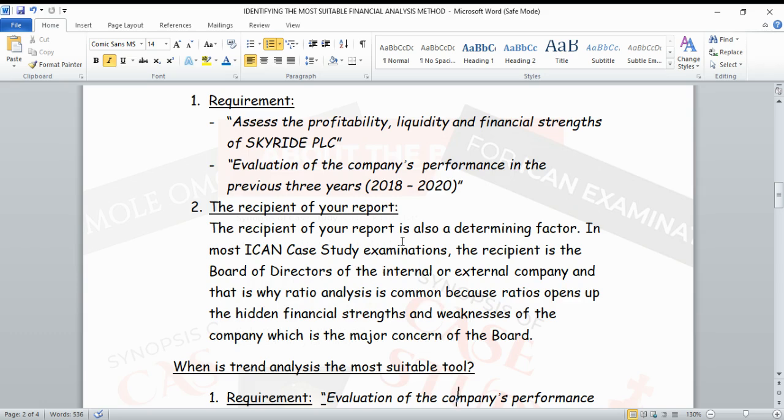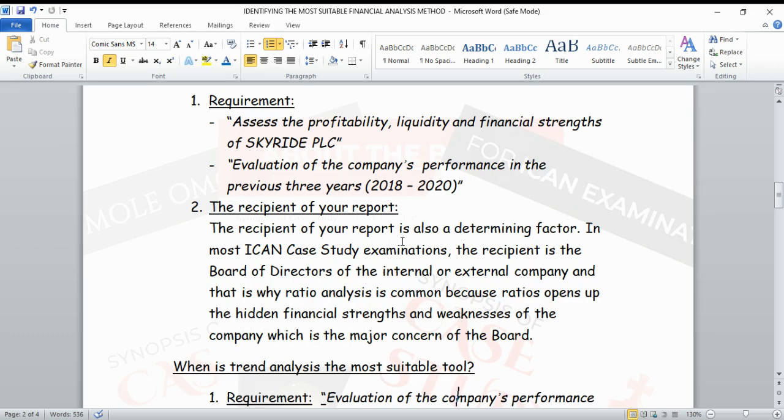Do you understand? For instance, in most ICAN case study reports, the recipient of the report is usually the board of directors. And the board of directors don't want to know everything about the company. They want to know if the company is profitable, how well we're doing in terms of being liquid, and how our capital structure looks. They also want to know our efficiency ratios, our activity ratios, all of that. So that's why most times, it's ratio analysis that is important.